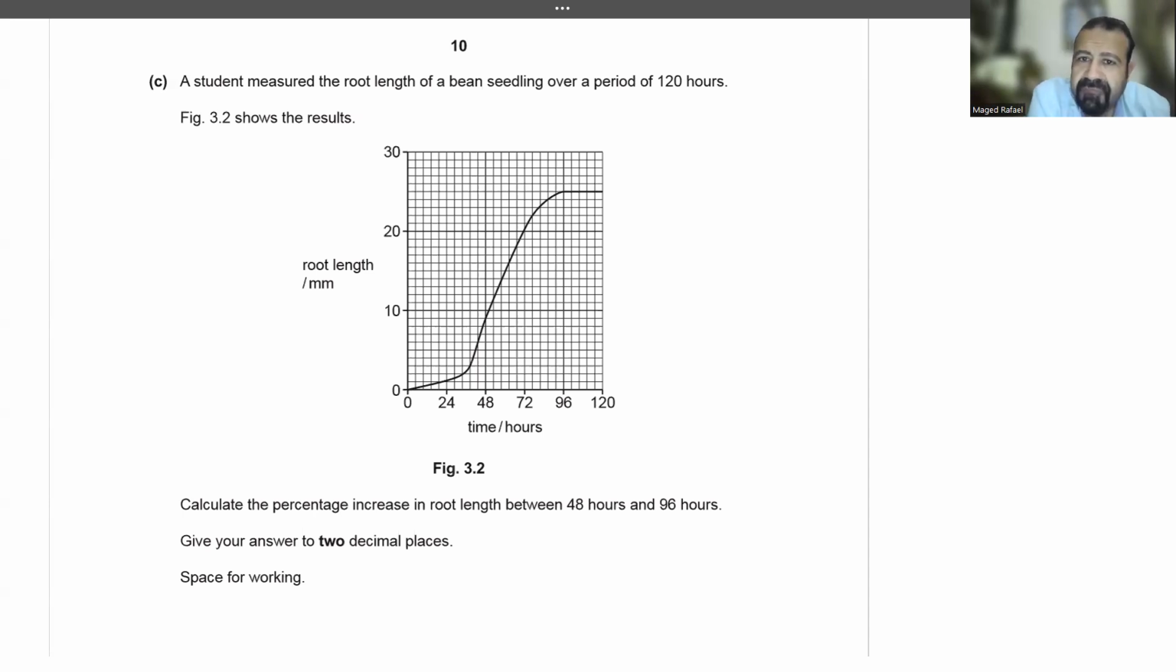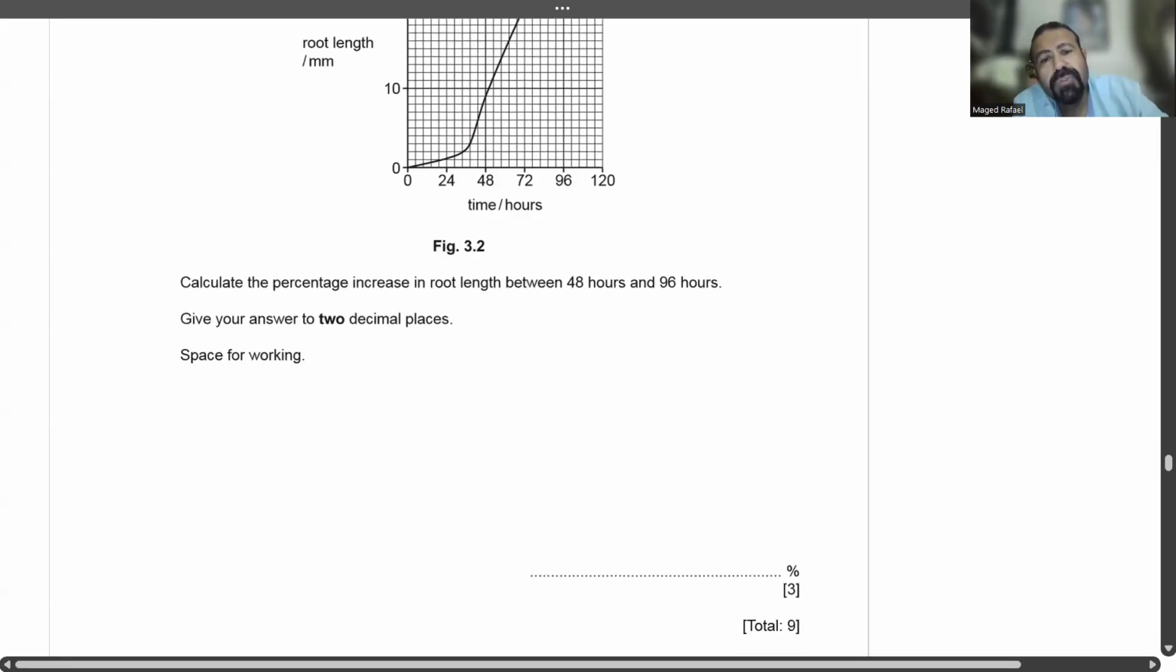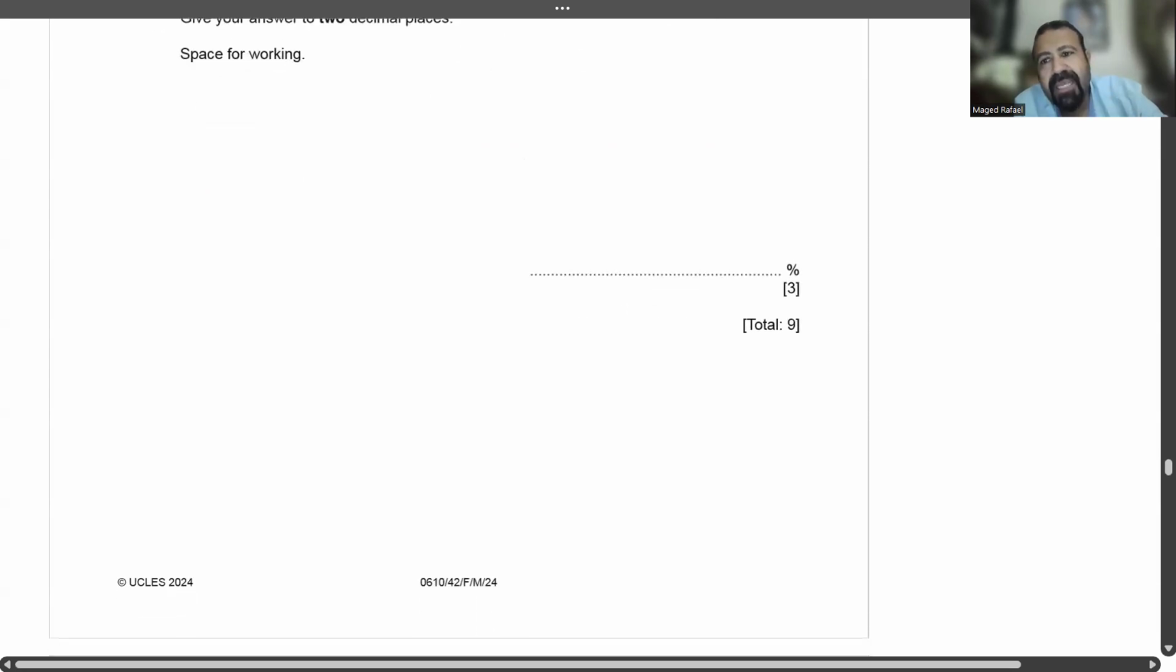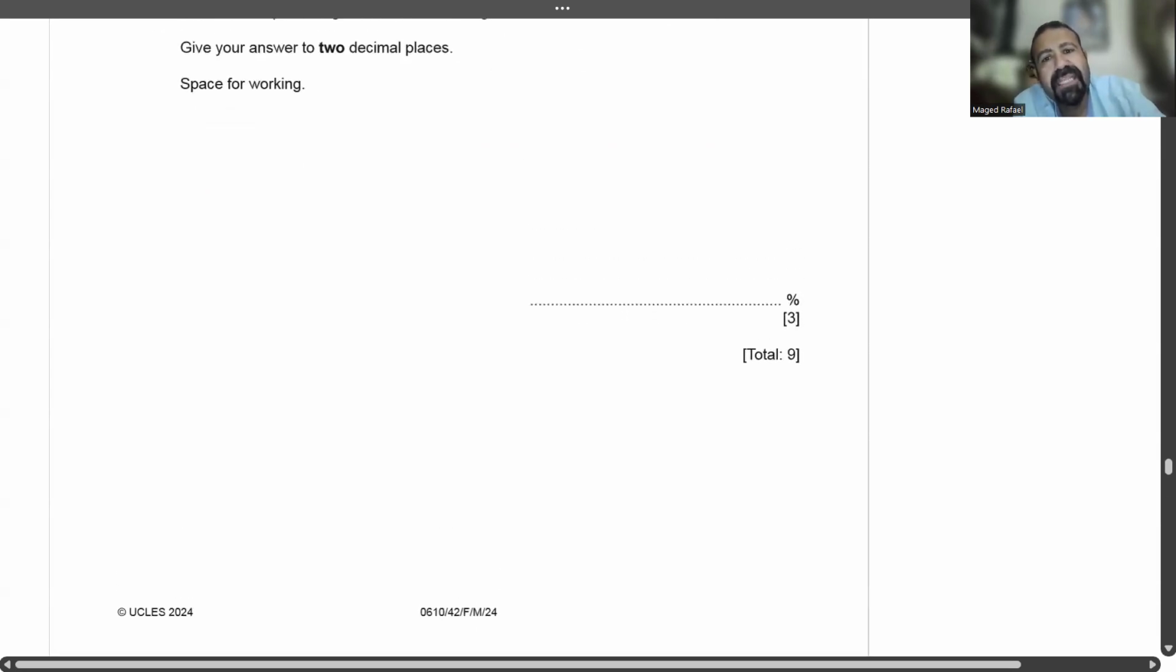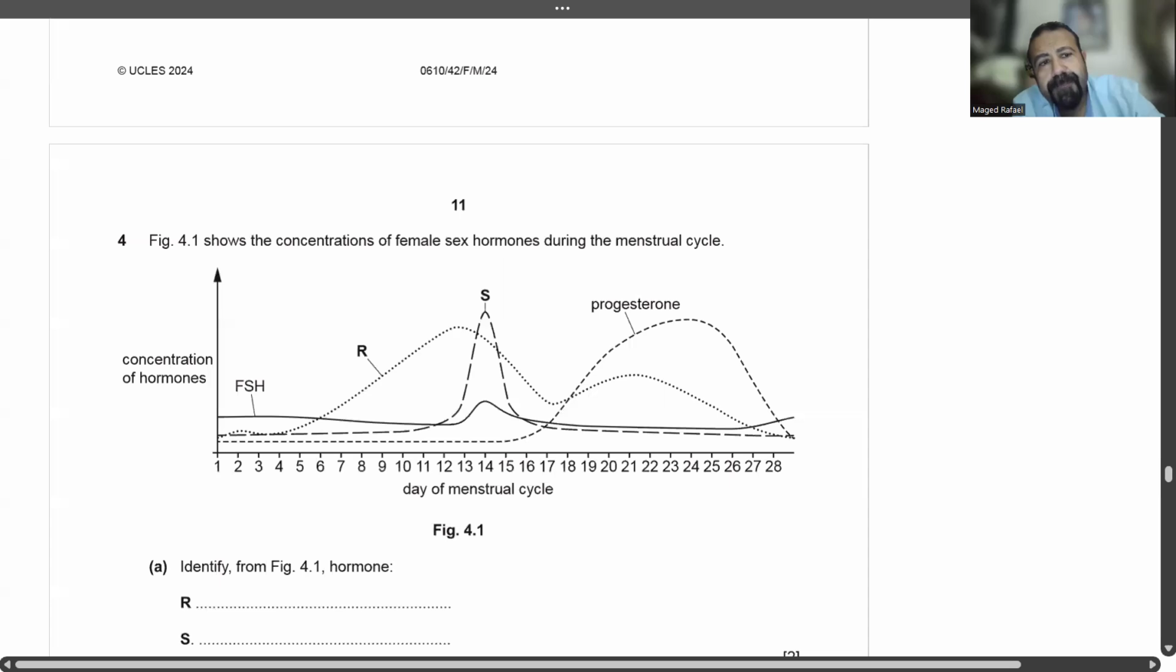So we use final minus original divided by original times 100. This is the formula. Okay. So 25 minus 9 divided by 9 times 100. We give the answer to 2 decimal places, and that way we get 3 marks. Please don't forget, Dan, to show him your working.